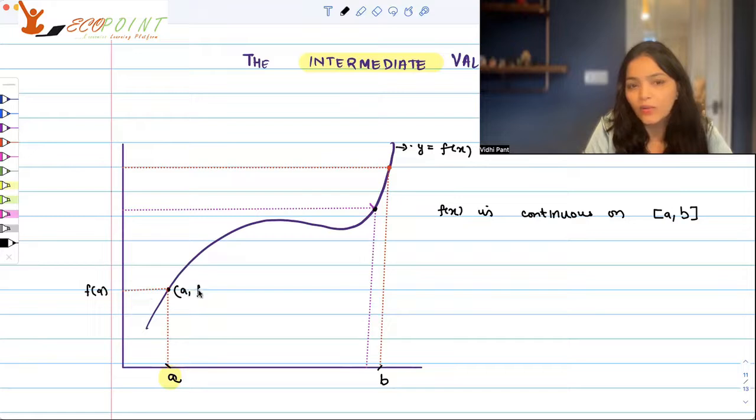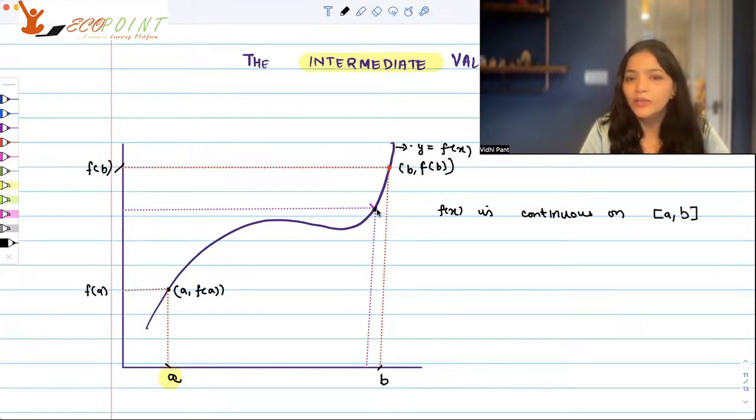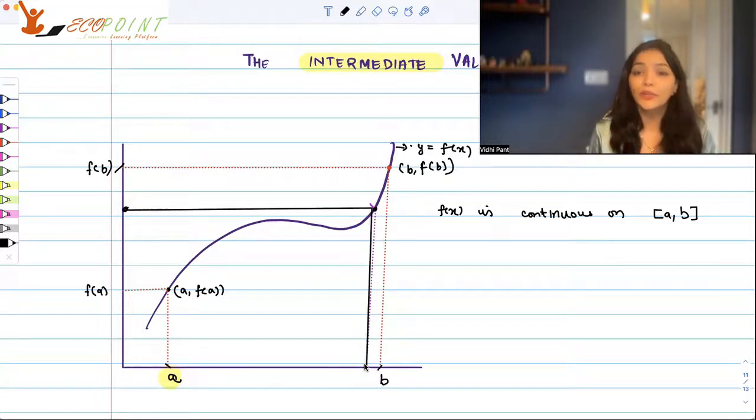So this point is (a, f(a)). This point that you will generate here is the value at b. So this point is (b, f(b)), right? So if you have any value in between f(a) and f(b), that has to be getting generated by some intermediate value between a and b. So an intermediate value between f(a) and f(b) must be getting generated by an intermediate value between a and b, because this is a continuous function. It cannot come from anywhere else. It has to come from the domain [a, b].